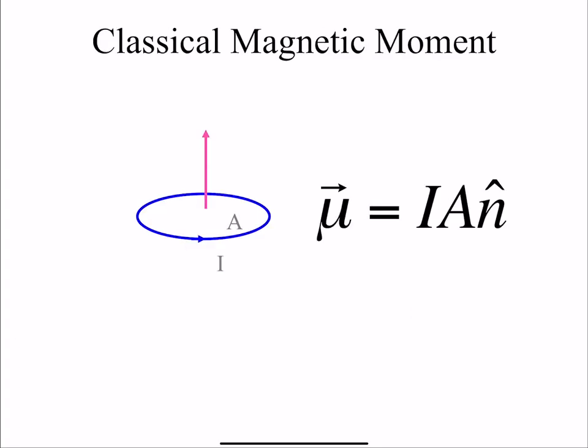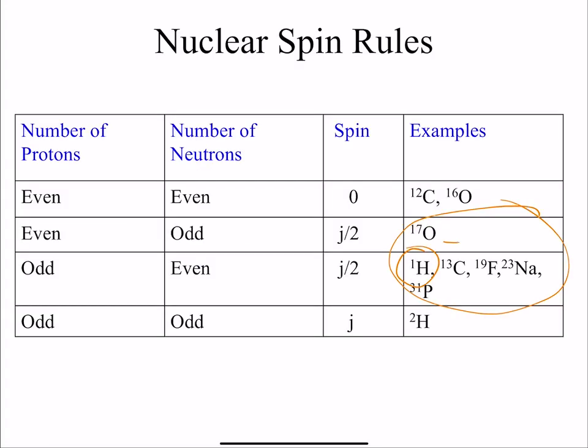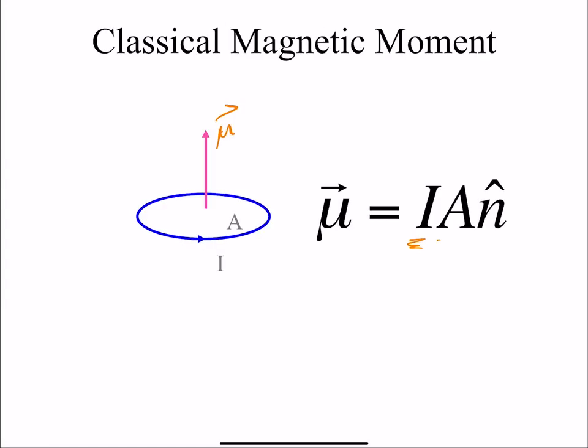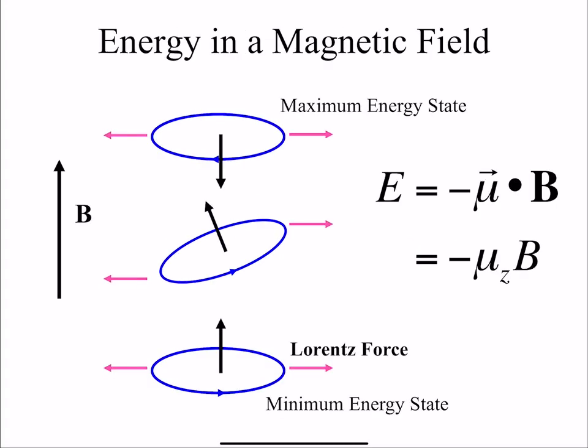If you think about a loop of wire, the classical magnetic moment strength depends on how much current is in there and the size of the loop, and then there's some direction vector n hat. The first thing to realize is what happens if you put a loop like that in the presence of a magnetic field.